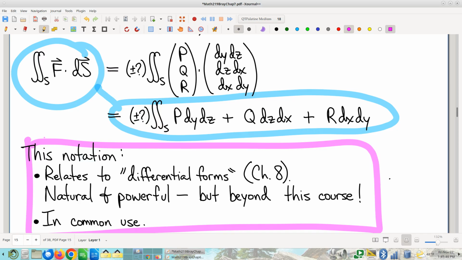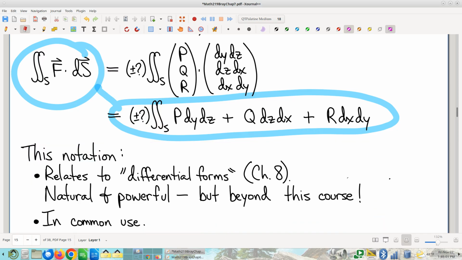This is a significantly higher-level set of ideas that wouldn't be appropriate in 219. But that's why this notation persists: it's representative of really good ideas that have later applications. Because of that, it's in common use. So you are going to see this, even if you're not a math major, even if you go into engineering. I saw this kind of stuff in physics classes here and there. Maybe not a huge amount, but definitely here or there. And so you need to know what to do with it when you see it.